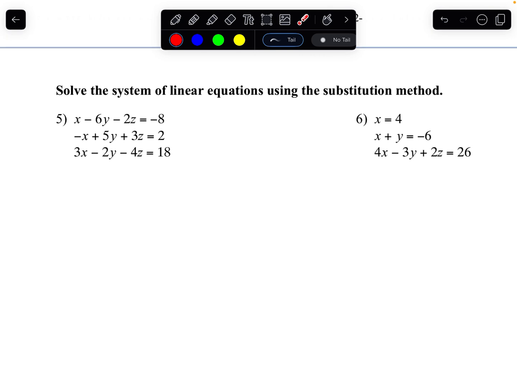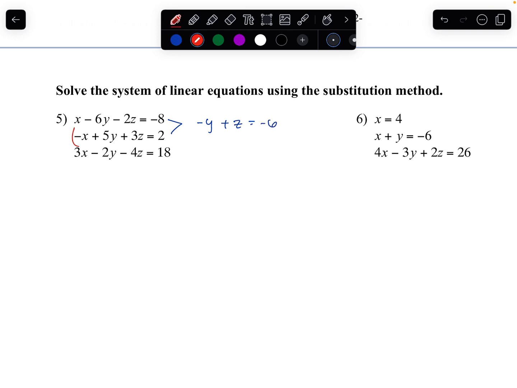Okay, so using substitution, I think x's are going to be the easiest ones to eliminate because I like how those ones don't have coefficients other than 1 and -1. Right away, I can just add them together. So if I do, I get -y plus z equal to -6.